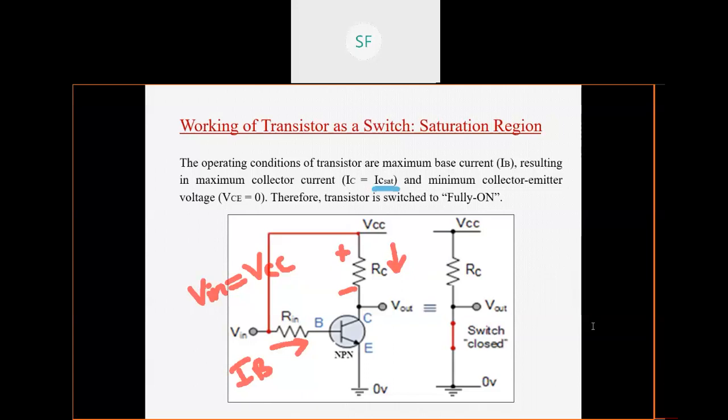हाँ, so we got a question: in cutoff and saturation, what is the value of IE? You can answer this question. Just apply some basic understanding until now. Just try to answer the question. आप ही बताओ क्या होना चाहिए IE की वैल्यू कट ऑफ में और सैचुरेशन में.